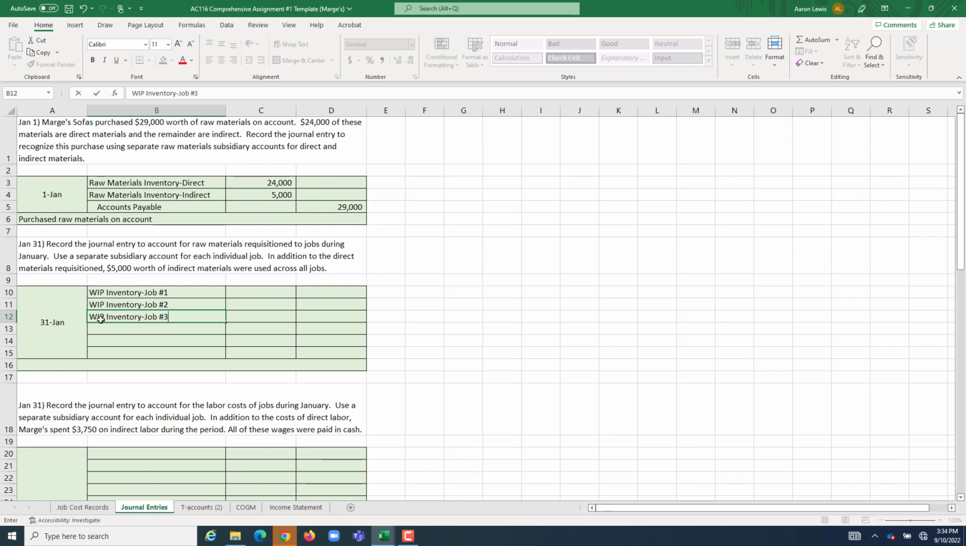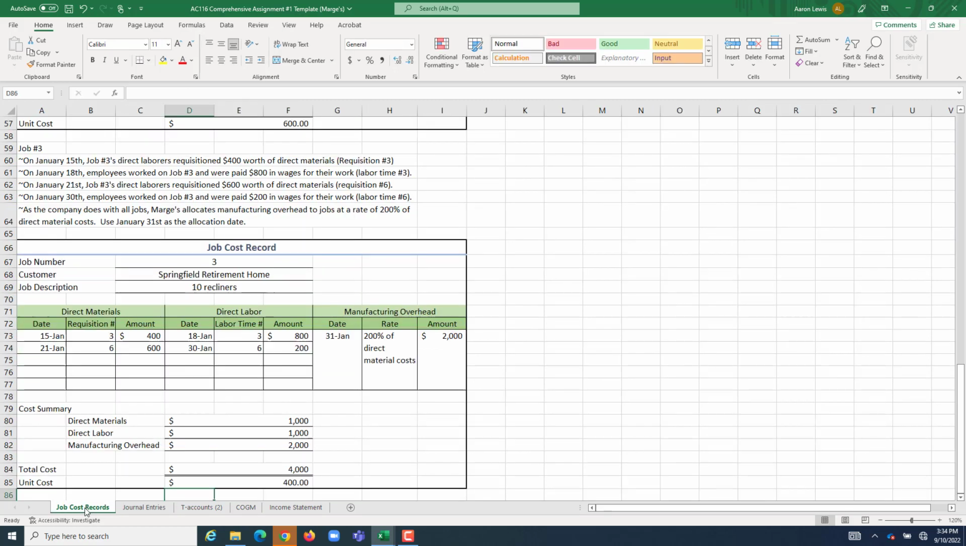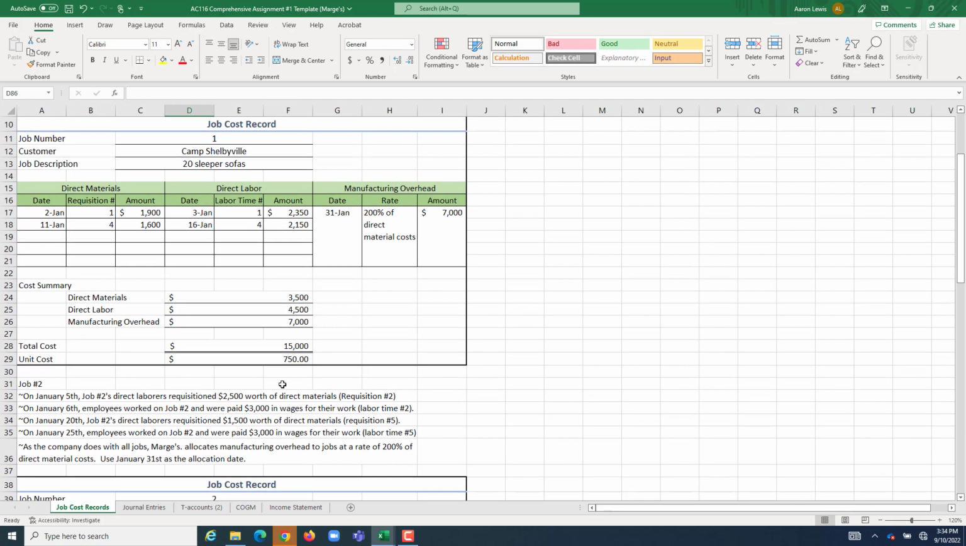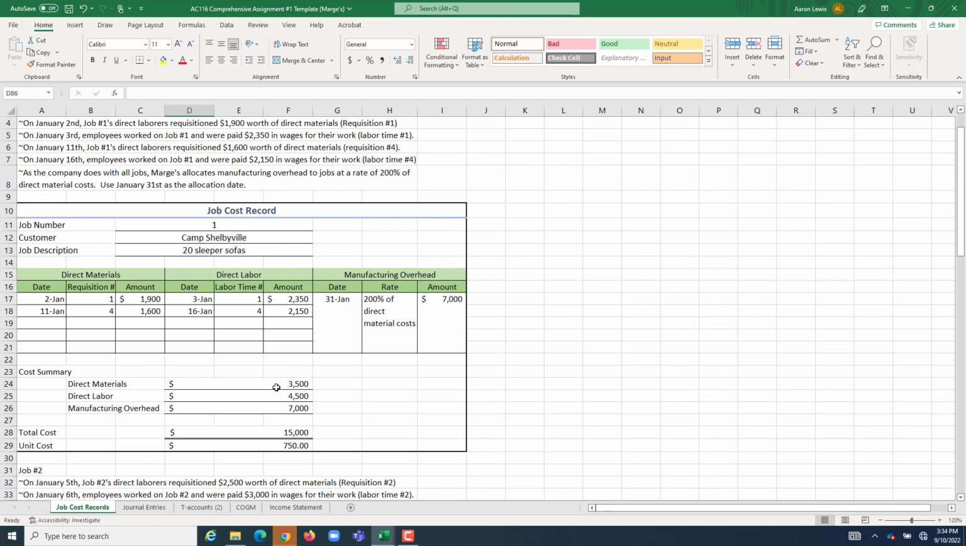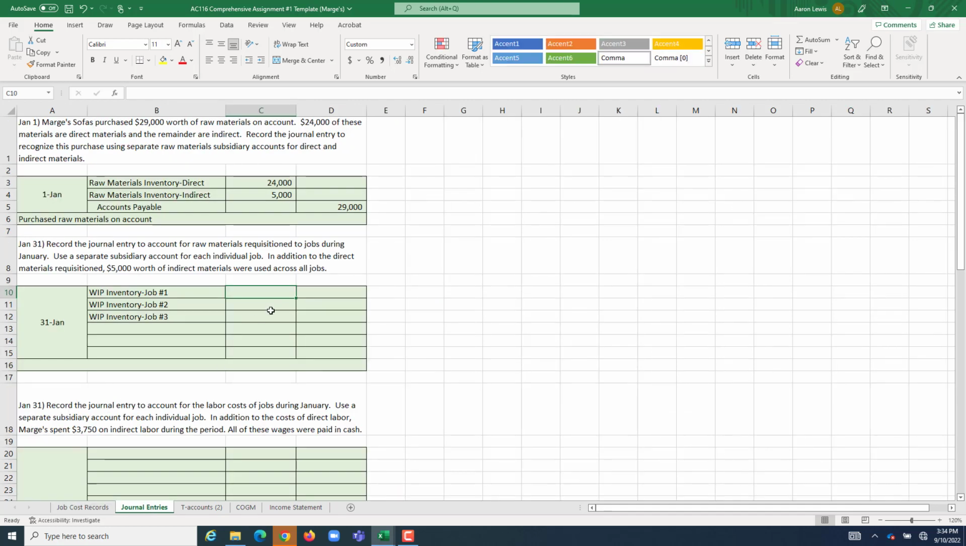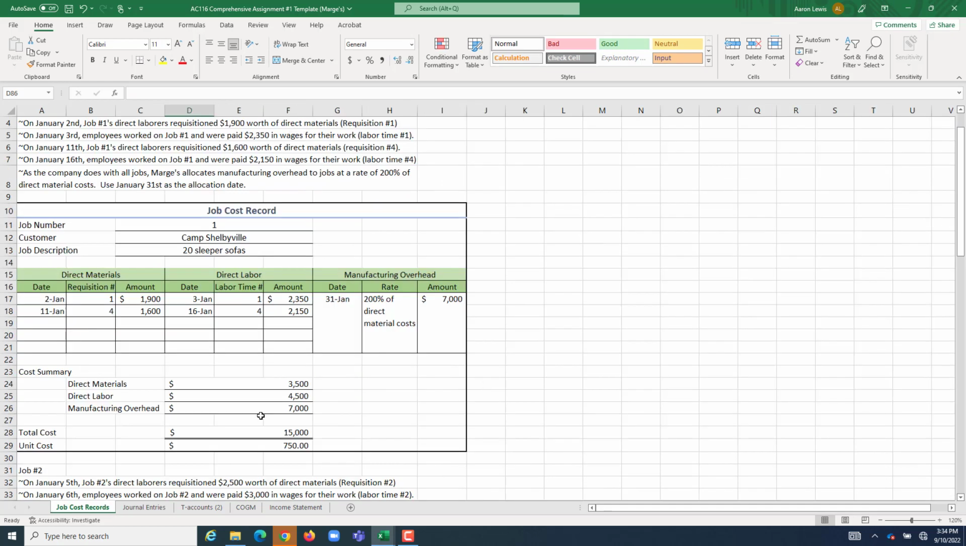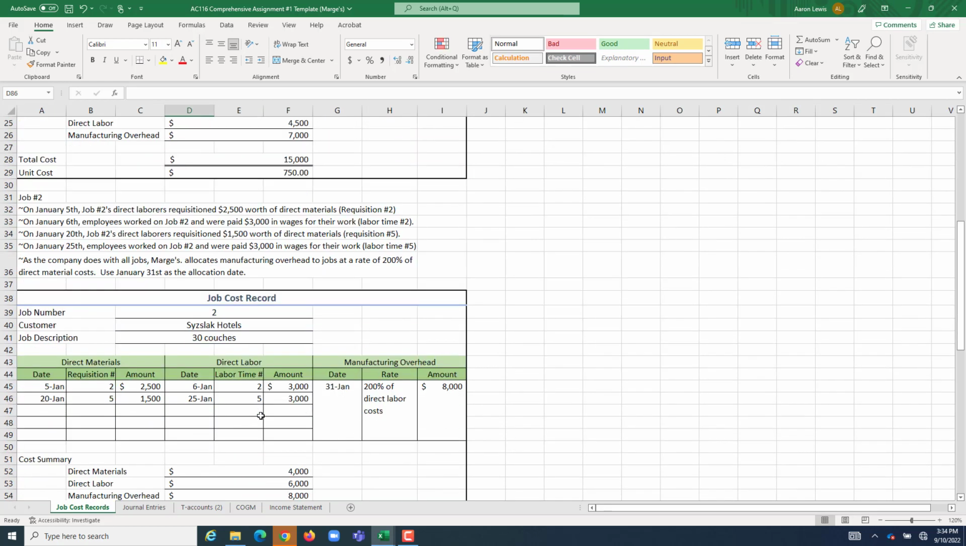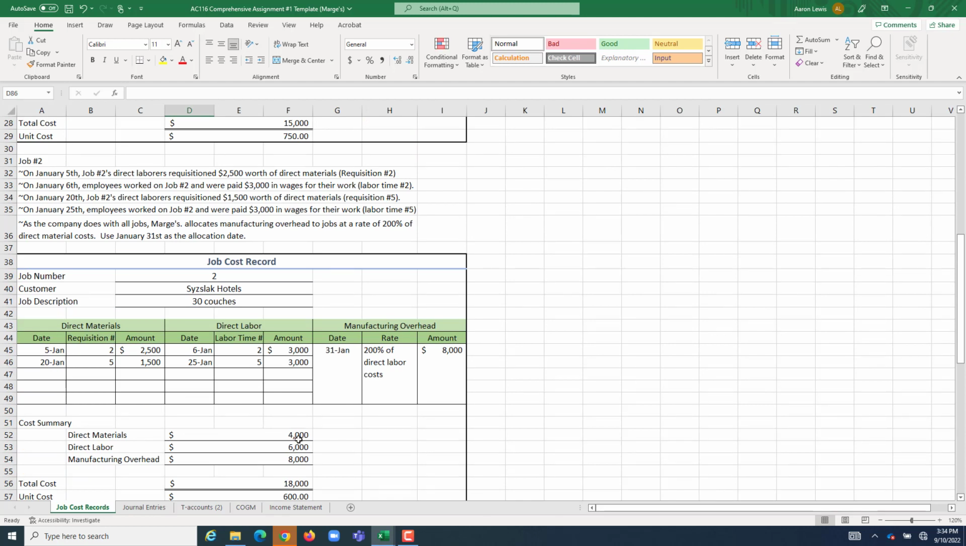For how much? For how much material we put into the jobs. How am I going to figure that out? That's what the job cost records are for. So it tells us over here that we put $3,500 worth of materials in to job 1. So in our journal entries, we should be putting that $3,500 worth of materials into our WIP inventory job 1 subsidiary account. For job number 2, we go and we find the total cost of materials that were requisitioned for use in job 2, and that totals up to $4,000 right here.